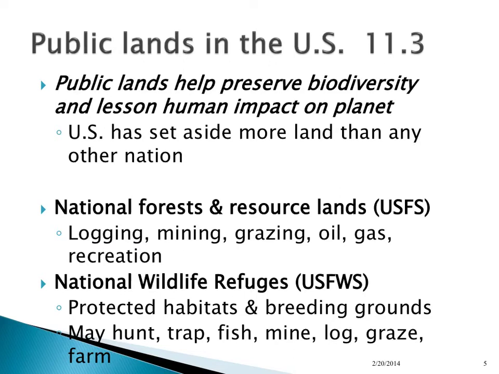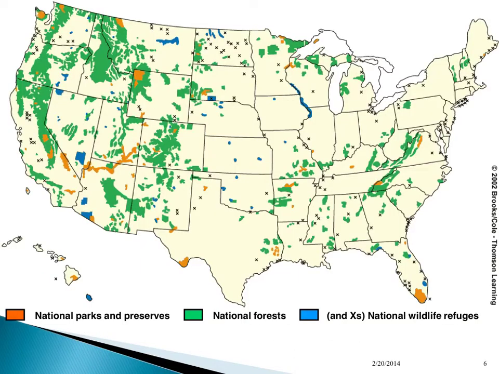These areas do allow for some hunting, some trapping, some fishing, some mining, some logging, a little grazing of animals, and of course there's a little farming that's allowed on these refuges too, but of course those habitats and breeding grounds are protected. Here's some areas in the United States, you can see we have quite a bit.